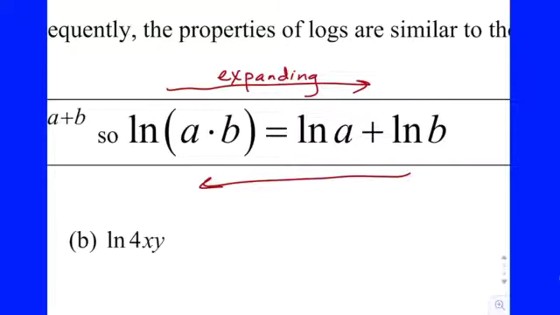So if you're working the other way, what would be an antonym for expanding? Despanding. Despanding. Good one. I wasn't there at the meeting, but I would have voted on that one. Not condescending, but condensing. Yeah. So if you go from right to left, a sum of two logs becomes the product of their arguments behind one log. So that's called condensing.